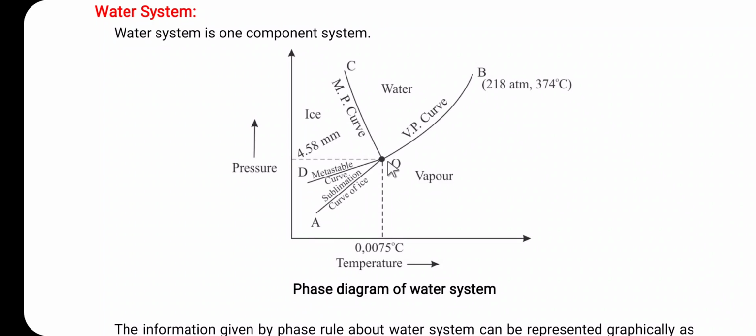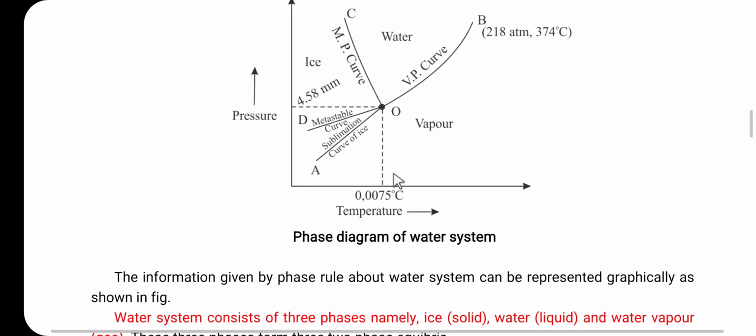What is the meaning of triple point? When the three phases, ice, water and water vapor, are in equilibrium with each other, such a point is called the triple point, and in this diagram O is the triple point.